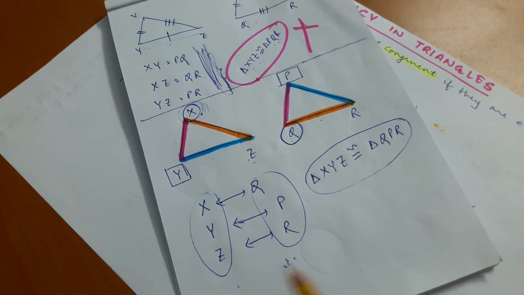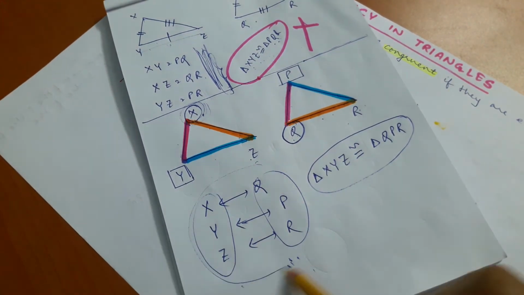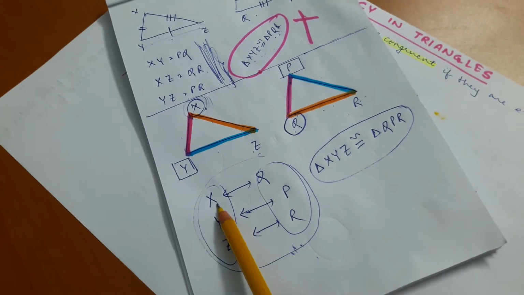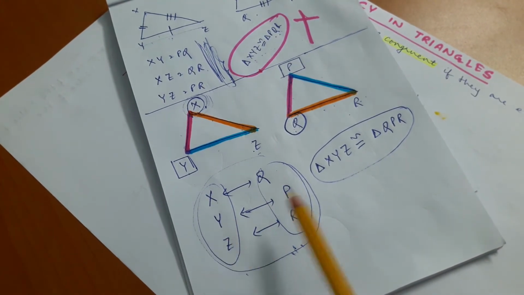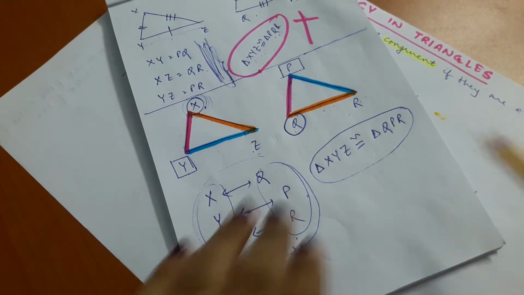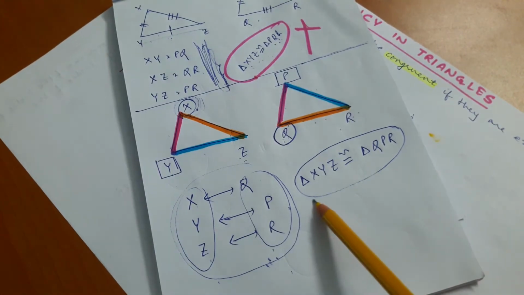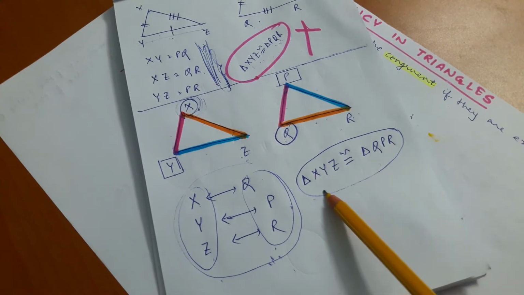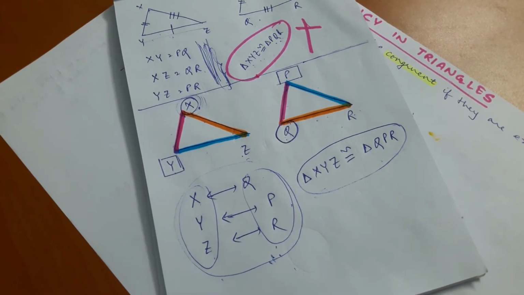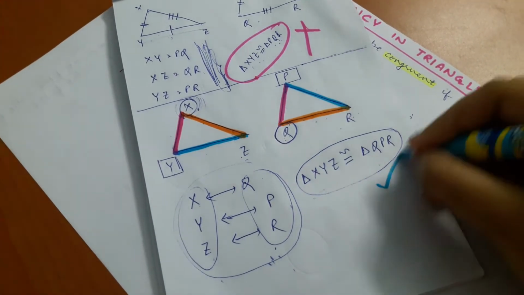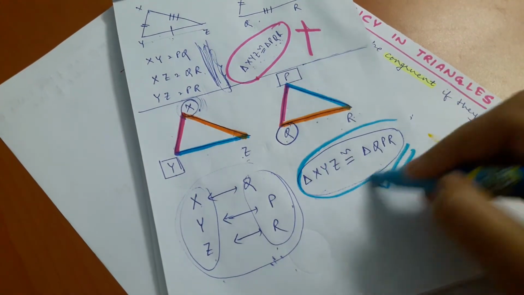The superimposition is taking place in this manner. X is matching with Q, Y is matching with P, Z is matching with R. It means we have to write triangle XYZ is congruent to triangle QPR. And this is our correct statement.